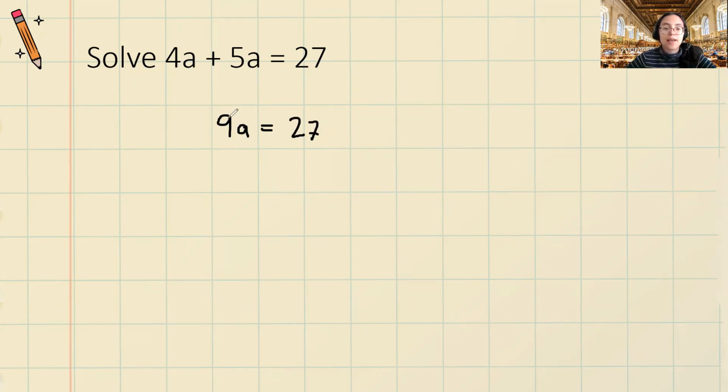So now I have 9 times a. And in order to undo multiplication, I divide. So I'm going to divide by 9 on both sides. These 9s will cancel. Can bring down my a, my equal sign, and 27 divided by 9 is going to give me 3. So that is my solution for this equation. So let's go ahead and continue to the next example.